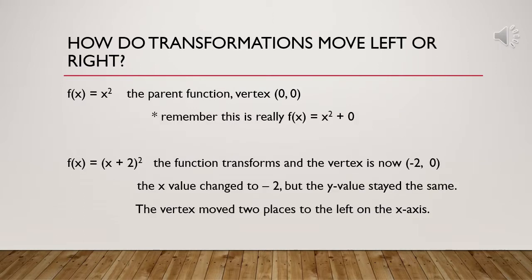Now the transformation left to right. Look again at the parent function, f of x equals x squared. The vertex is 0, 0. I'm going to change this function, and I'm going to say f of x equals the sum of x plus 2 squared. The function transforms, and the vertex is now -2, 0. The x value changed to -2, but the y value stayed the same. The vertex moved 2 places to the left on the x-axis.